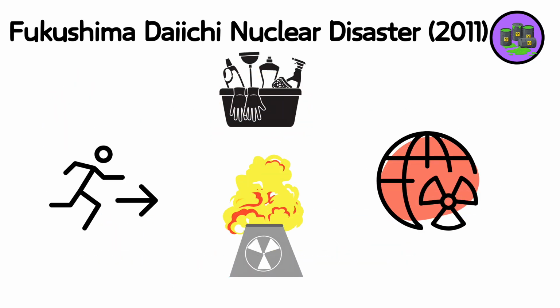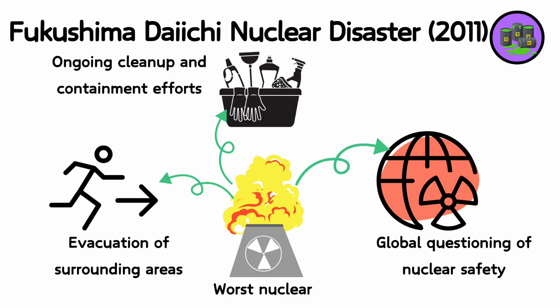This led to the release of radioactive materials into the environment. It was the worst nuclear disaster since Chernobyl in 1986. The surrounding areas were evacuated, and there have been ongoing efforts to clean up and contain the radiation. The disaster raised questions worldwide about the safety of nuclear power, leading some countries to reconsider their nuclear energy policies.